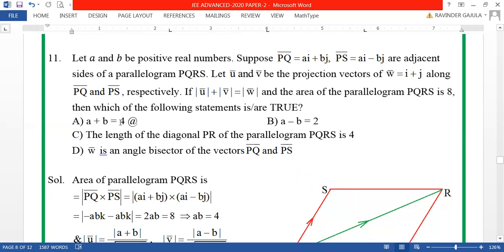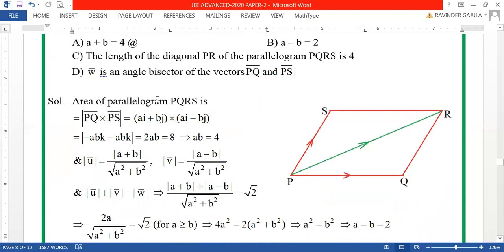There are many constraints here. Then which of the following statements is true? These are the relations of AB: A plus B is 4, A minus B is 2. The length of the diagonal PR of the parallelogram PQRS is 4. And W bar is the angular bisector of the vectors PQ bar and PS bar. Now let us see which of the options are correct here.